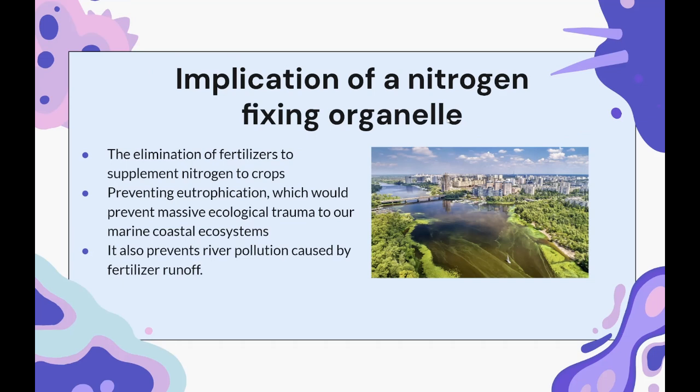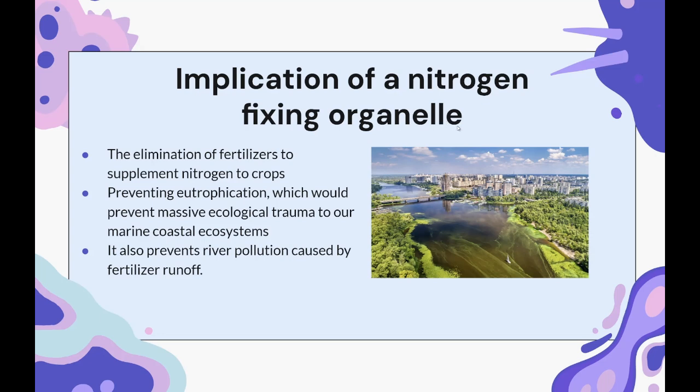So, what are the implications of being able to fix nitrogen for plants to use? Well, first of all, we are relying so heavily on fertilizers to supplement phosphorus and nitrogen to our crops, and the elimination of these fertilizers would prevent massive algal blooms, which is caused by oversaturation of these nutrients within our waters, and causes algae to grow at a massive rate and suck all of the oxygen out of the water, killing all of the life there.